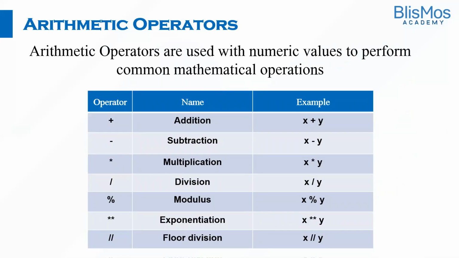When I say arithmetic, we are talking about addition, subtraction, multiplication, division, and so on. Arithmetic operators are used with numeric values to perform mathematical operations. It doesn't make sense to work on strings by using arithmetic operators. So arithmetic operators are used with numeric values to perform common mathematical operations.